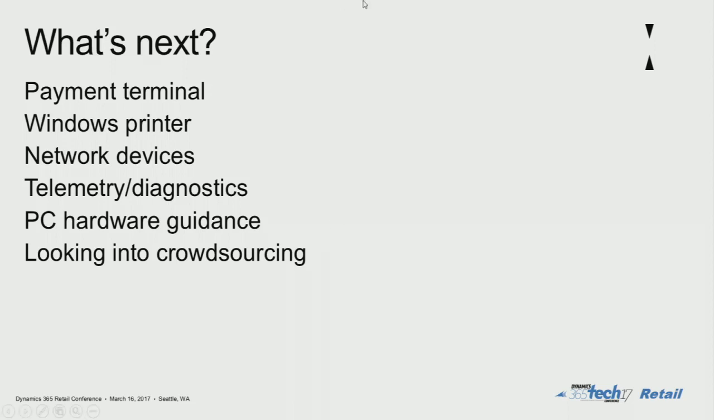Yep. So yeah, here we go. As I mentioned, we're adding payment terminal, Windows support, network devices, telemetry, and diagnostics, so we can see how people are using this thing. We won't be getting personal information necessarily, but we want to be able to know if no one's even looking at line display, it gives us some evidence about where we need to focus our efforts. As I mentioned, we're working on PC hardware guidance too. If not a document, or if not a utility that tells you what you need to change on your machine, at least a document that we can create with your help. And yeah, we're looking at crowdsourcing for that. So, question?